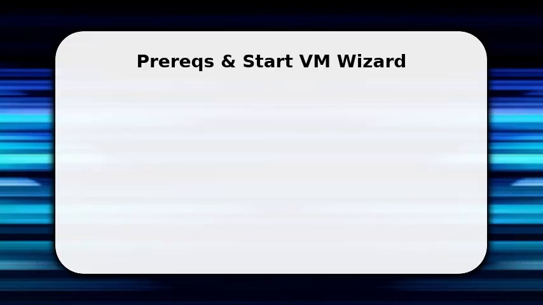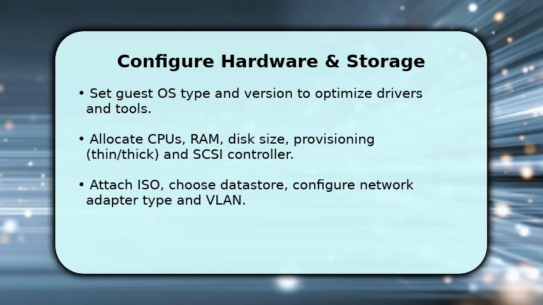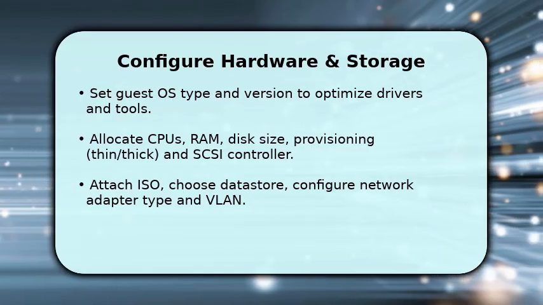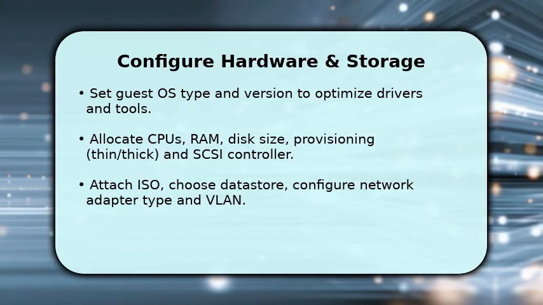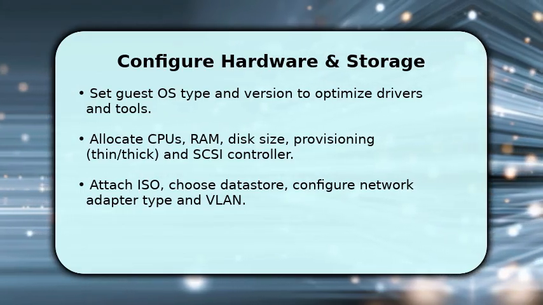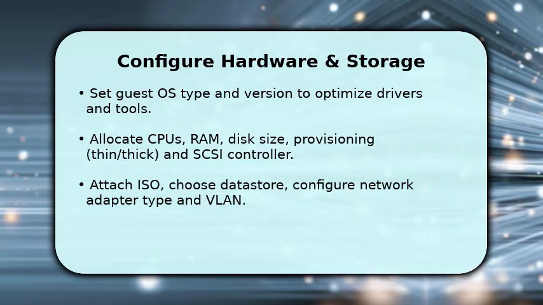You now select the guest OS and version, so VMware applies the right defaults and drivers. That matters for performance and compatibility. Then assign CPUs and RAM based on workload, select disk size and thin versus thick provisioning for performance versus space savings, and pick the SCSI controller type.